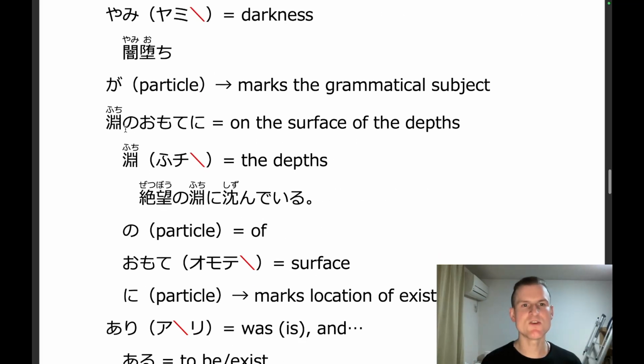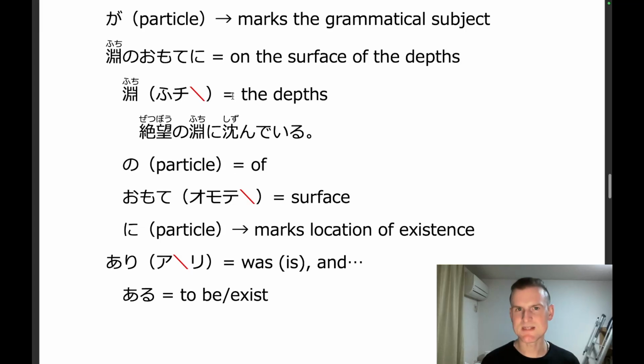Next we have fuchi no mote ni. On the surface of the depths. Fuchi means depths, the depths. And you know by now that this hiragana here means that the first beat of the word is unvoiced. So you're just blowing air out like you're blowing out a candle, basically. Fuchi. That's how that sounds.